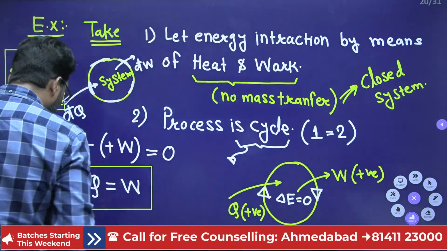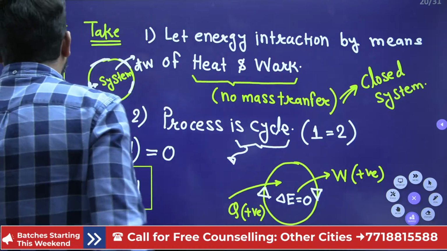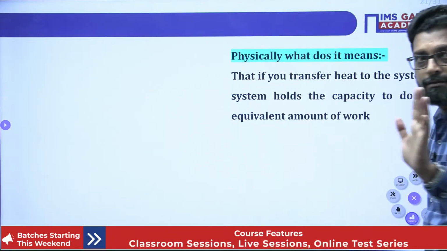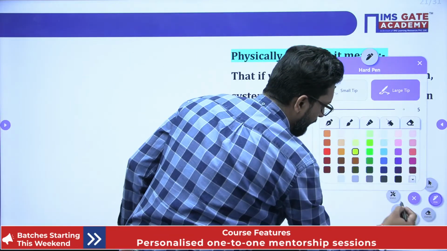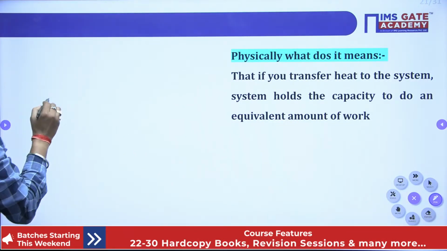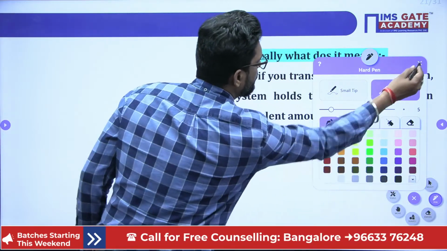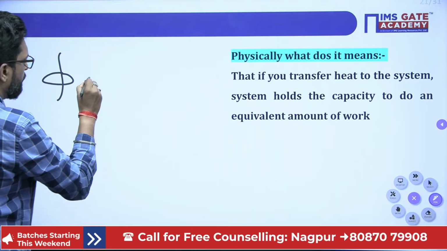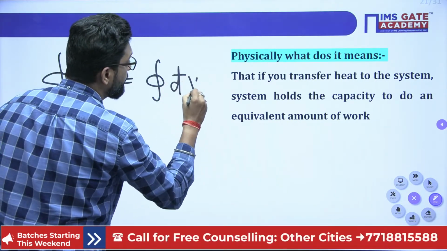Very important. Now our intuition is to find the physical meaning, that dq is equal to dw. Physically, what does it mean? See, very important. If we have cyclic integration of dq equal to cyclic integration of dw, what does this mean? This is very important.